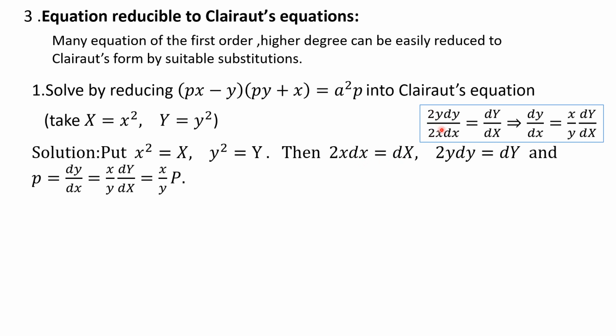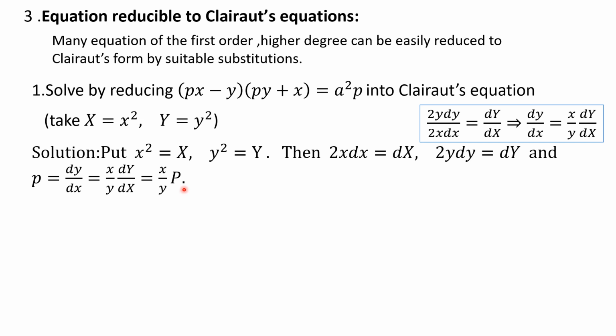So this gives dy by dx, or y by x, you take it to the right hand side. So that gives dy by dx equal to x by y into the new variable, that is the derivative of y with respect to x. So x by y, but this I denote as capital letter P. So we have P is equal to x by y p.